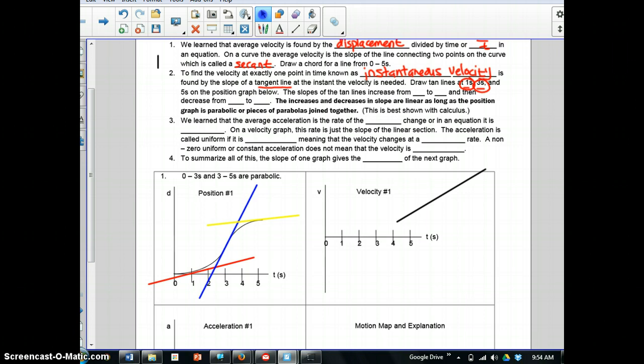Okay. So again, what I did is I looked at the points, right here at 3, and right here at 5. And these tangent lines are only touching the curve at one specific point. You have to understand tangent lines before we move on. You have to understand the concept of tangent lines. Again, it's a line that touches the curve at only 1 point.